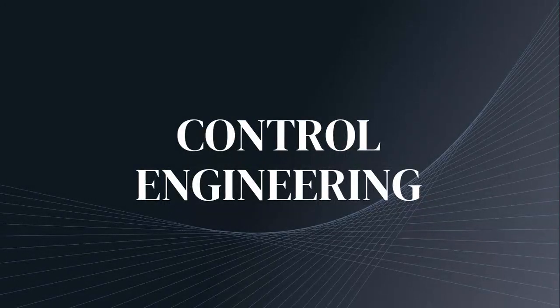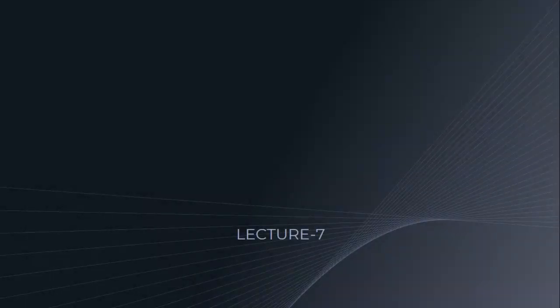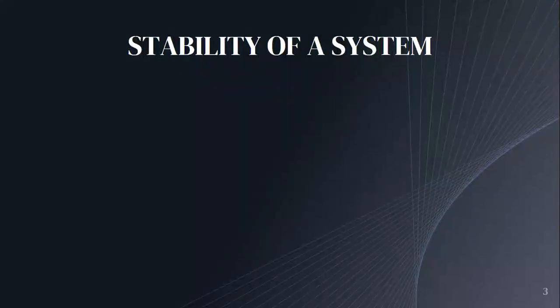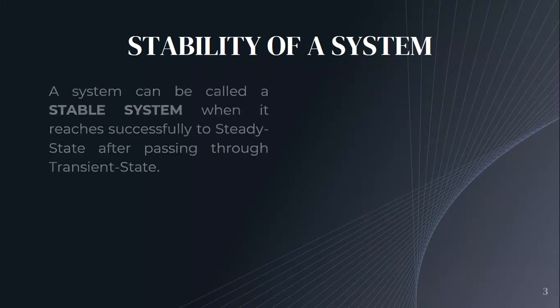Hello everyone, as a part of the short video lecture series on control engineering, let us move on to our next lecture, lecture number 7. Today we will be talking about the stability of systems and the Routh-Hurwitz criteria. So let us begin with how we define the stability of a system.